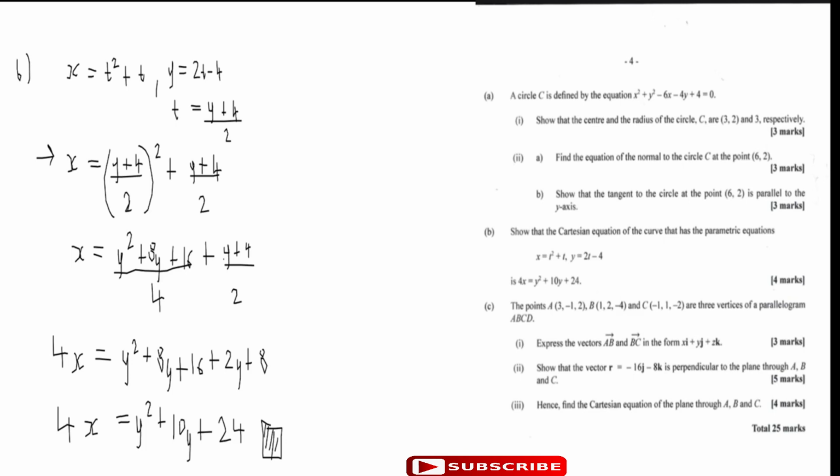It says express vector AB and vector BC in the form xi plus yj plus zk. All right, so let's do this question. Let's make space over here. We don't need to be wasting any space. So we have it that vector AB is OB minus OA. All right, vector AB is OB minus OA.